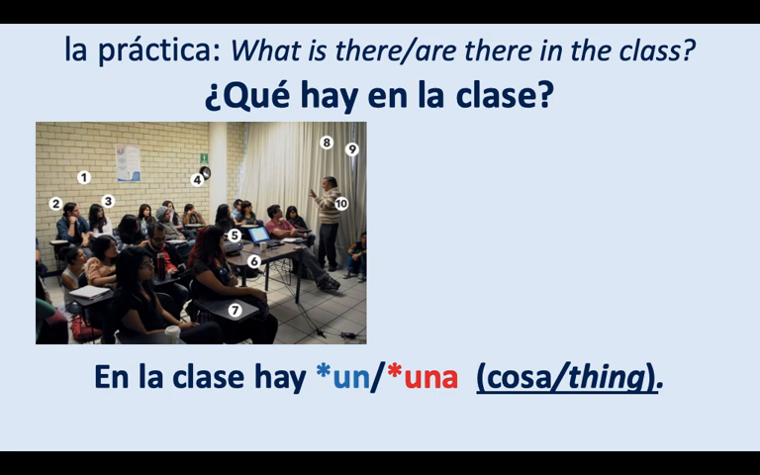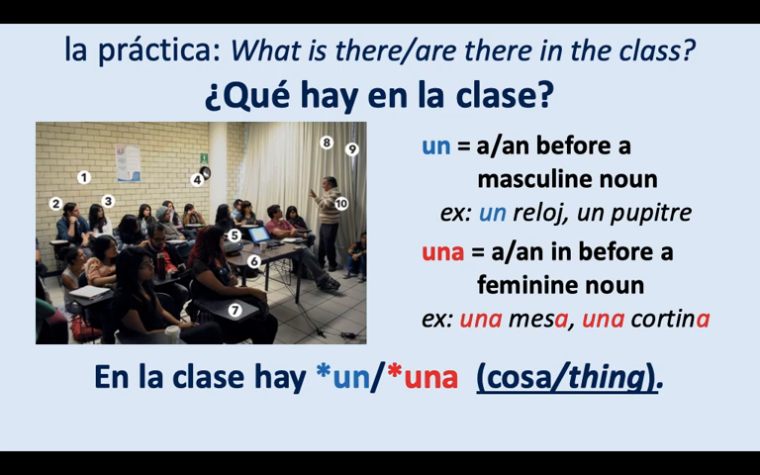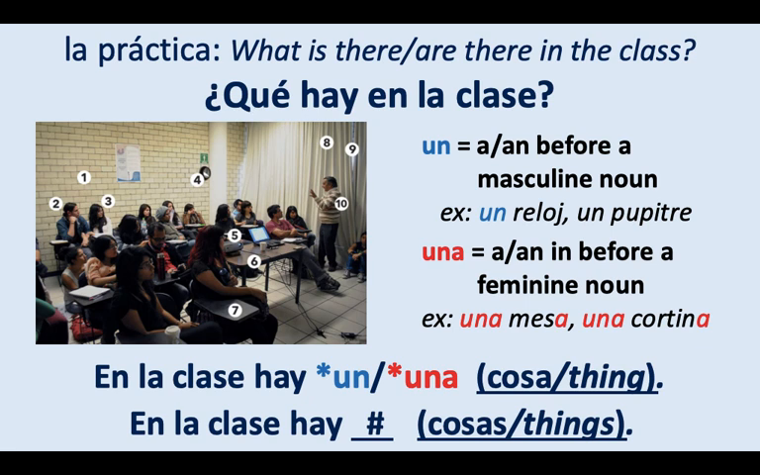Your response to this is en la clase hay. In the class there is un or una. And remember the meaning for un and una, a or an, in front of a masculine or feminine word. And in the future, if you counted them out, you could say these in numbers. En la clase hay dos estudiantes. Hay cinco estudiantes. Okay, but for this purpose, we're going to stick with the un and una.